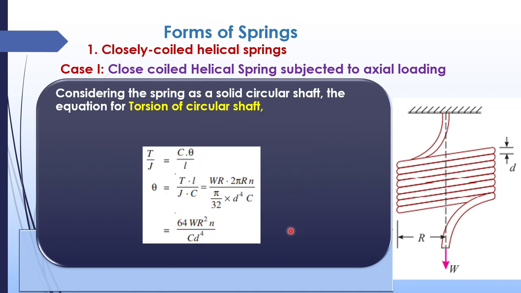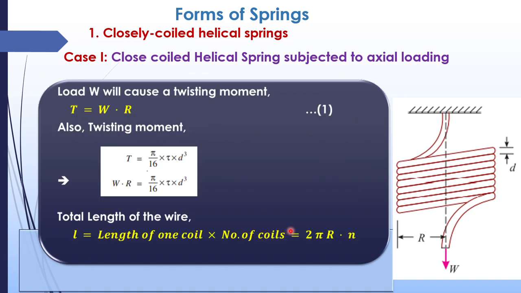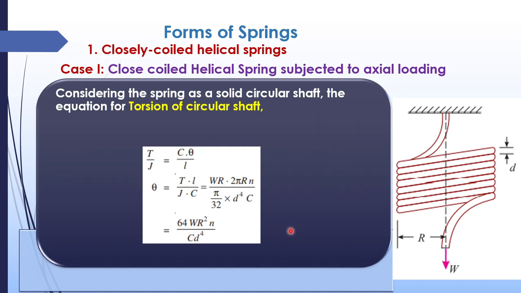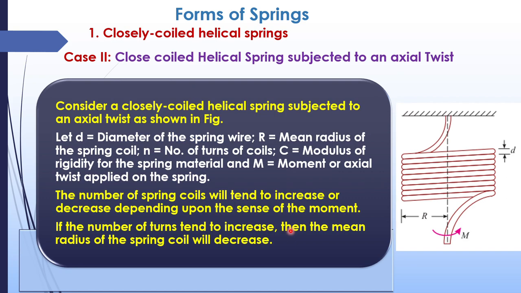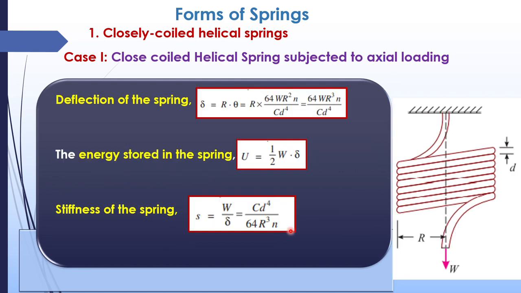So the things to be found out: first the torsion, how much is the twisting moment, and the length of the coil. From the torsion equation you will get the angle of twist. Deflection of the spring is R into theta, where theta is the angle of twist we have already found. Energy stored is half into load into deflection. Stiffness is load per unit deflection. So this was the first case, a closed coiled helical spring subjected to axial loading.